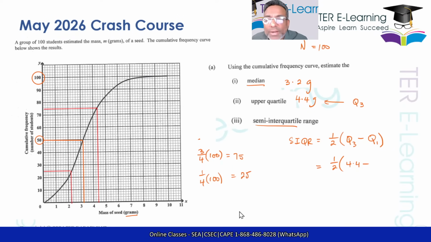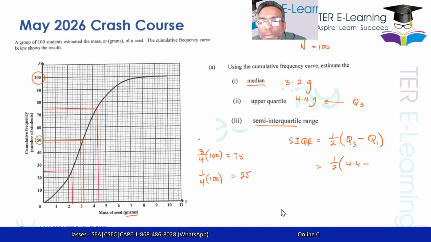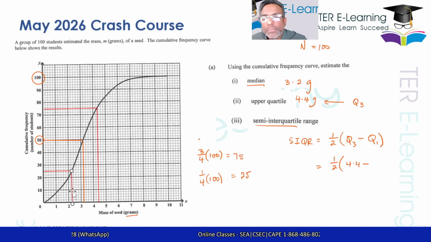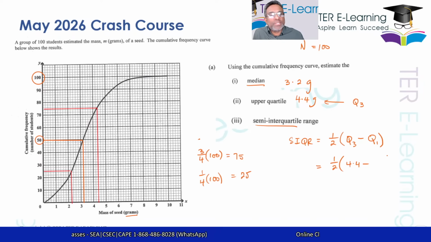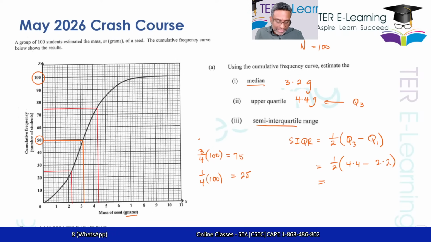Like I'm telling you, the graph here is a little off, so I'm just going to estimate that as maybe 2.2 around there. I'm going to say Q1 is about 2.2. So in this case, that's going to be 4.4 minus 2.2. I'm going to divide that by 2, and we're going to get approximately 1.1 grams. Cumulative frequency, like I said, is something that they like to bring in the exam.